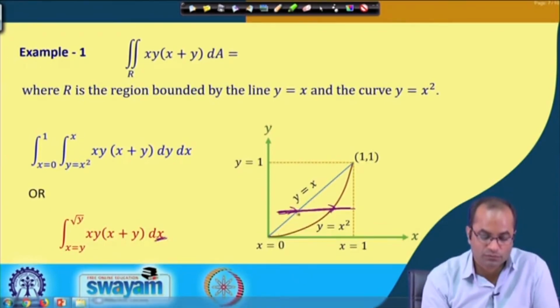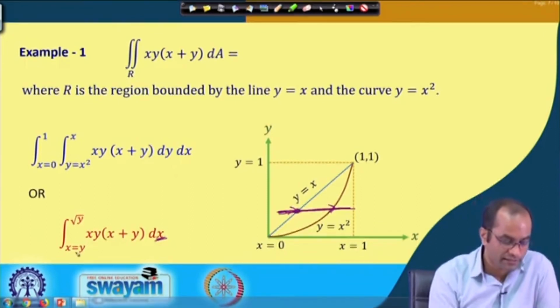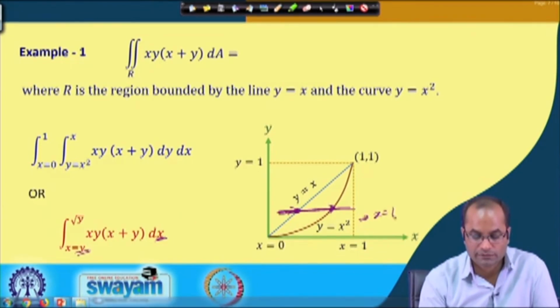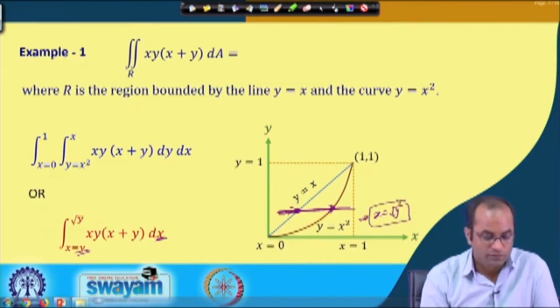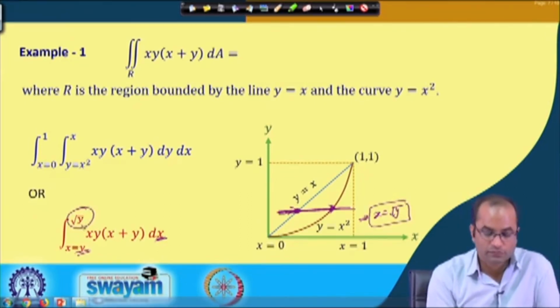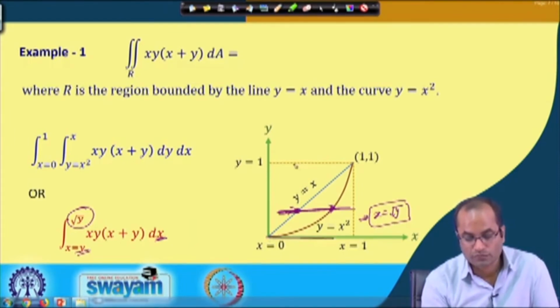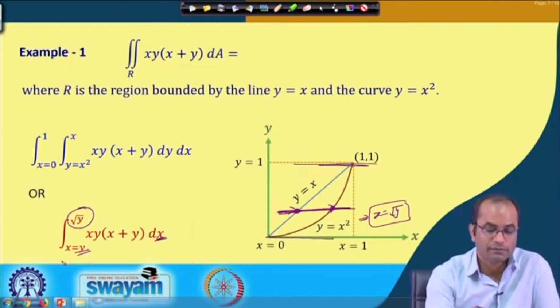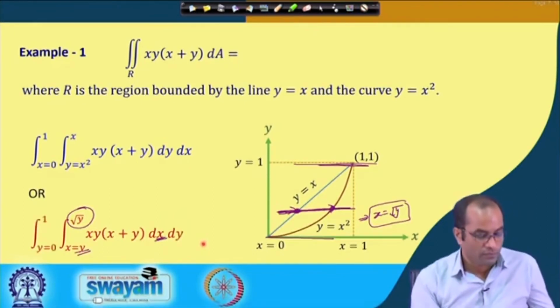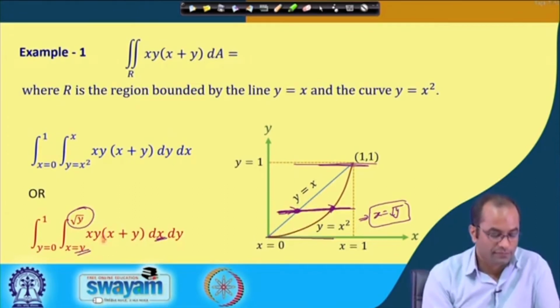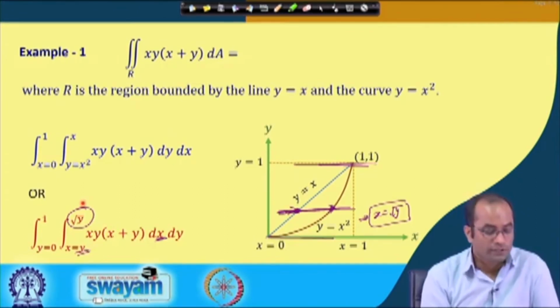So, here x is equal to y, that is the entry point. So, x is equal to y is the limit, and it is leaving at, from y is equal to x square, we can take x is equal to square root y. So, we are leaving the domain here at x is equal to square root y. These are the limits now for x, and such lines will vary from y is equal to 0 to y is equal to 1. So, that will be the limit for y. So, for y limits we have 0 to 1, and for the x limit we have y to square root y.